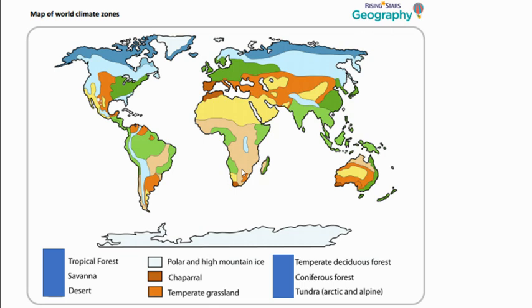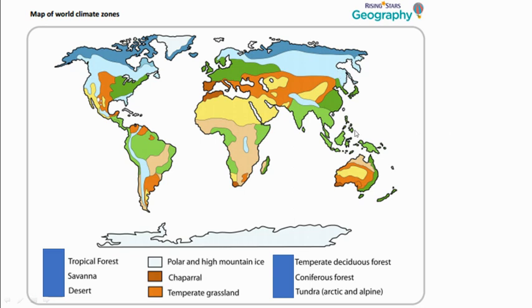Now, it's not quite as simple as the previous map when you add in things like how high the land is, whether there's lots of mountains, whether it's near the sea, and which way the prevailing wind blows. And so then you can break the world up into these different areas.